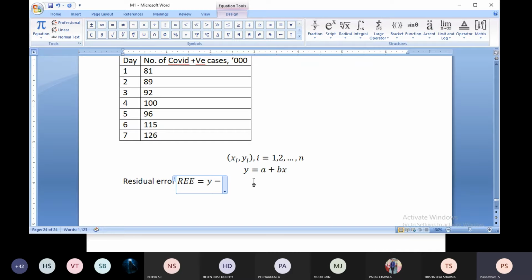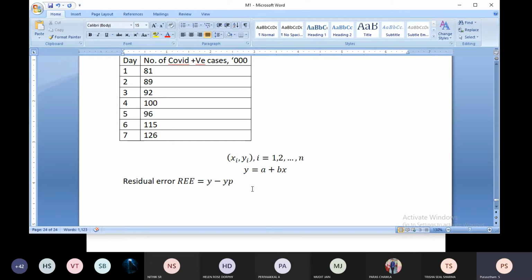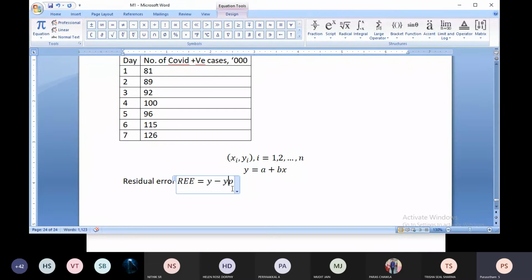y minus yi, or simply y minus, as I said, yp. What is yp? Let us suppose this can be treated as the predicted line. Y is the true value, yp is the predicted points of y with respect to x. Then this is the error, and this error I may denote as RE or DI.